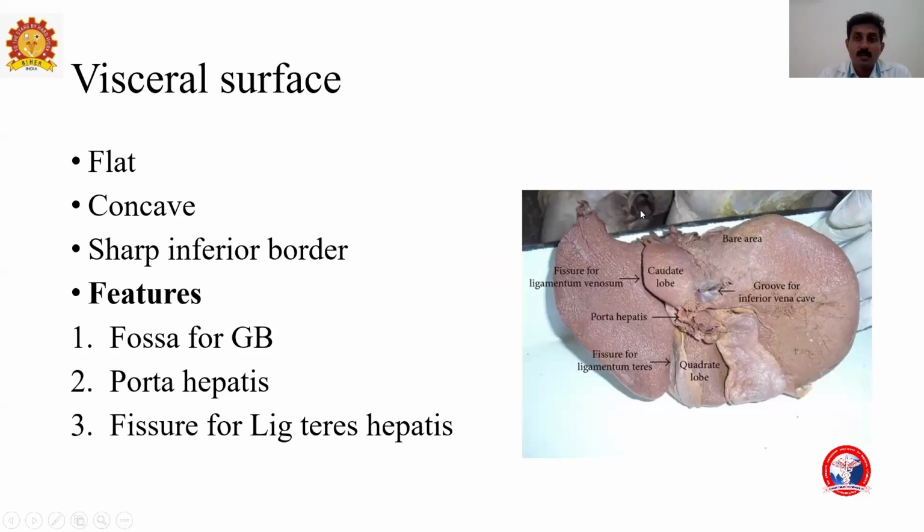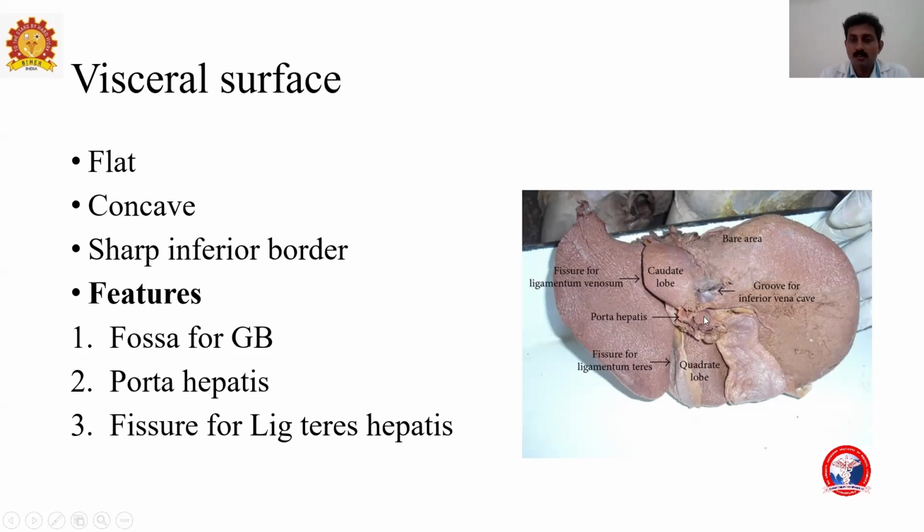Next, visceral surface. What are the features? It is flat. You can see here, this part is very flat and concave in shape. We have a sharp inferior border. This border of the liver is called the sharp inferior border. This is the only border of the liver we are able to see in the gross picture. What are the other features? You can see a soft tissue which is present separately. This is called the gallbladder, and the fossa for the gallbladder is located in the visceral surface.